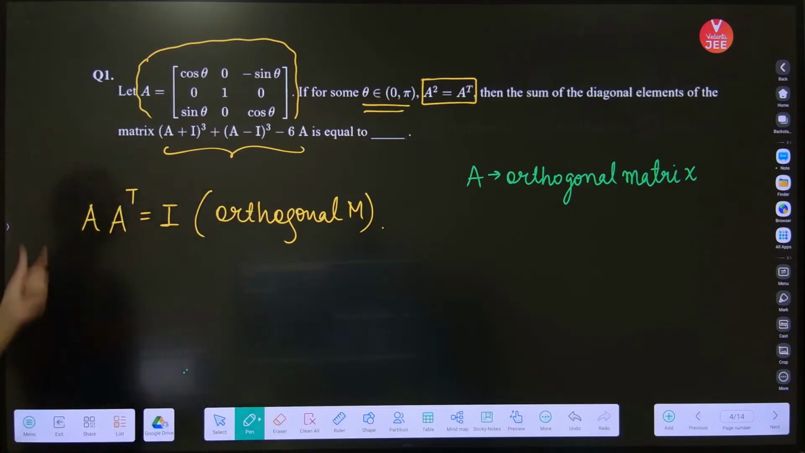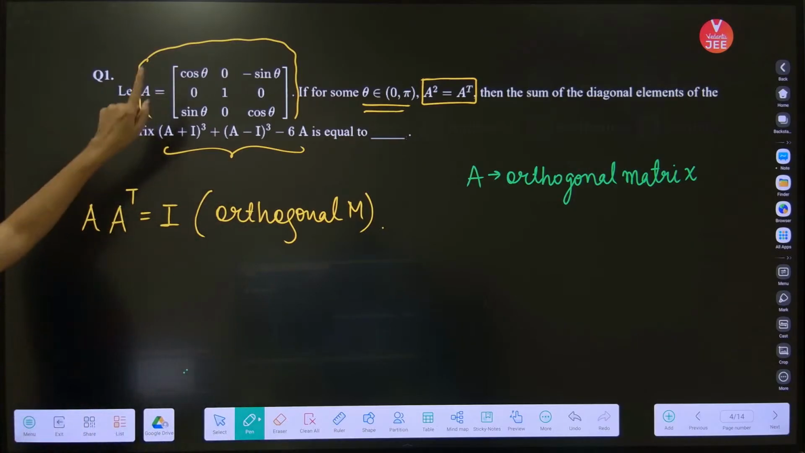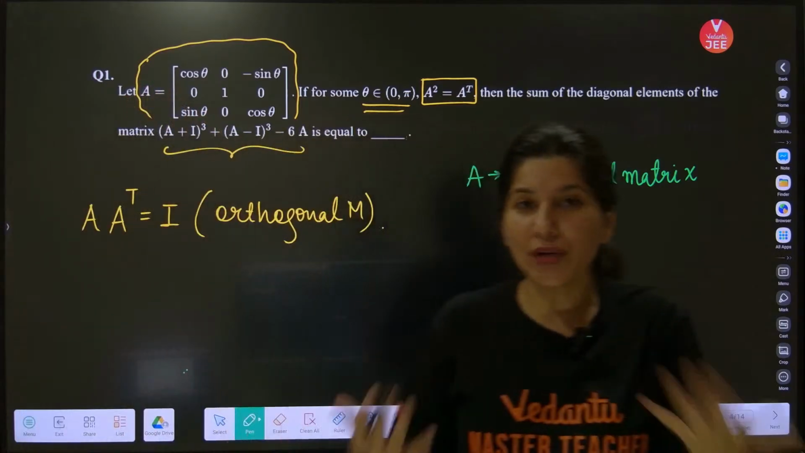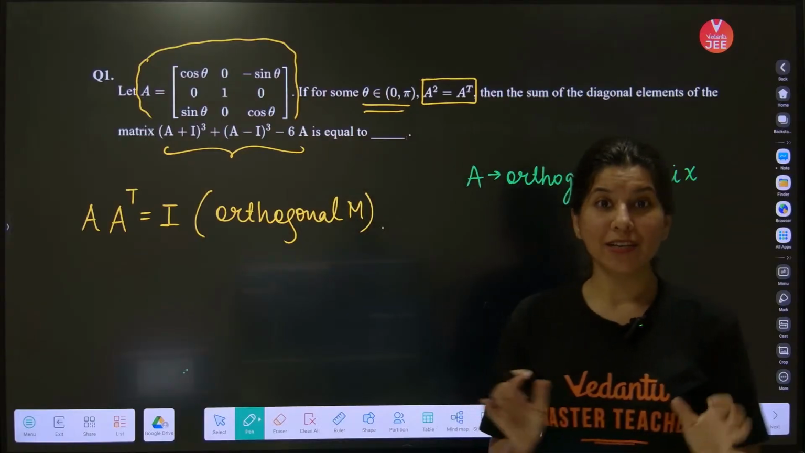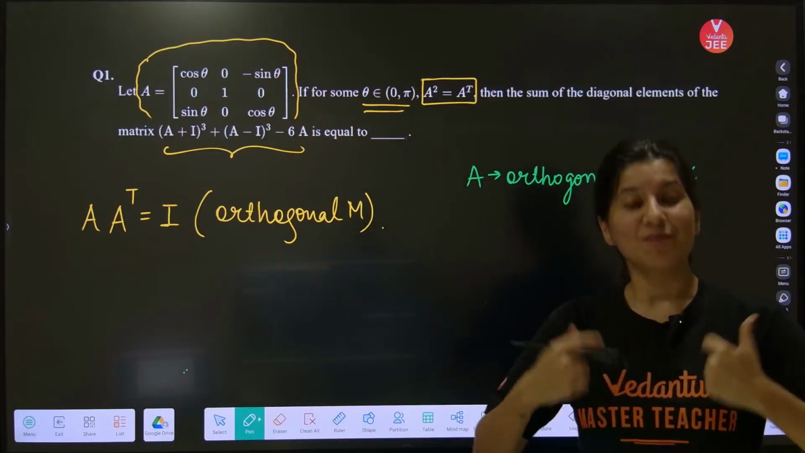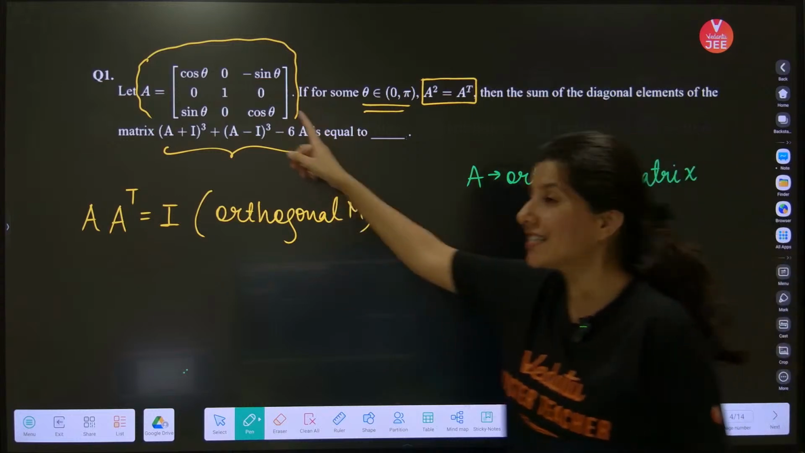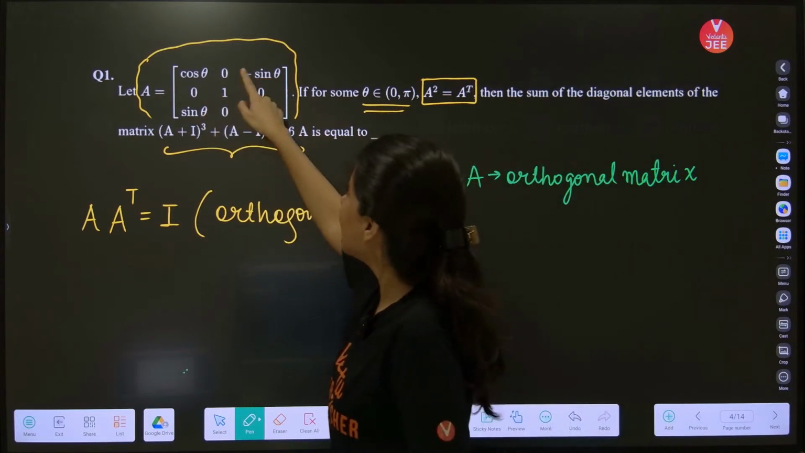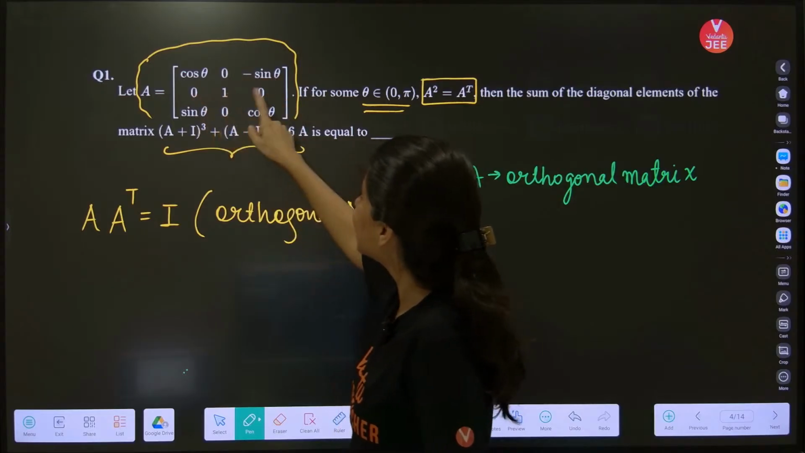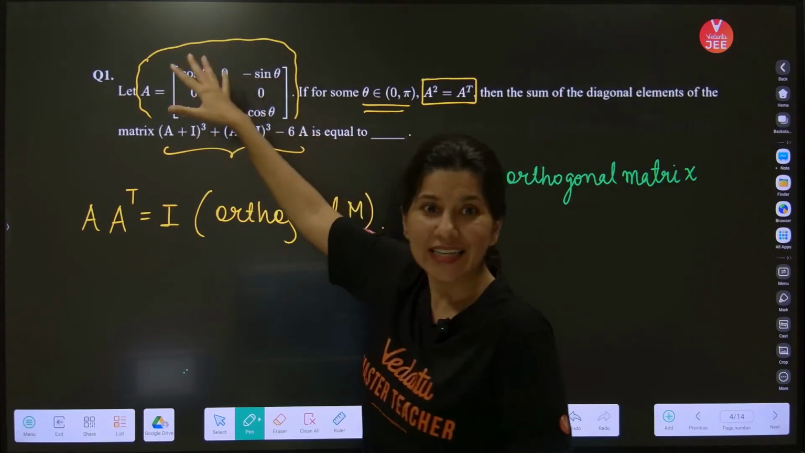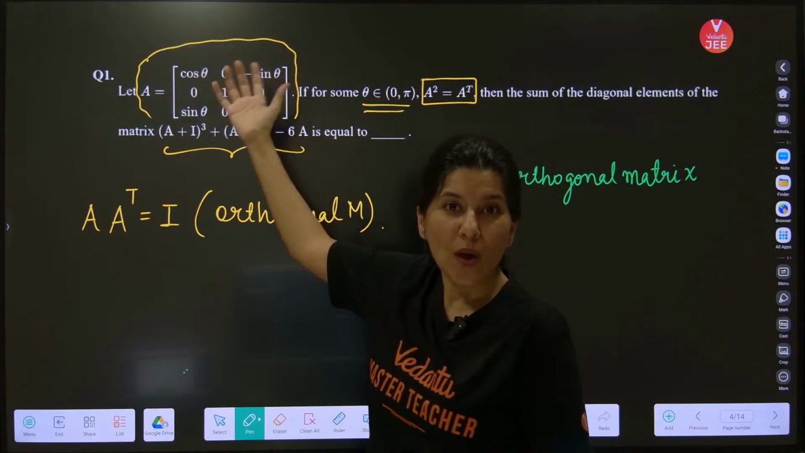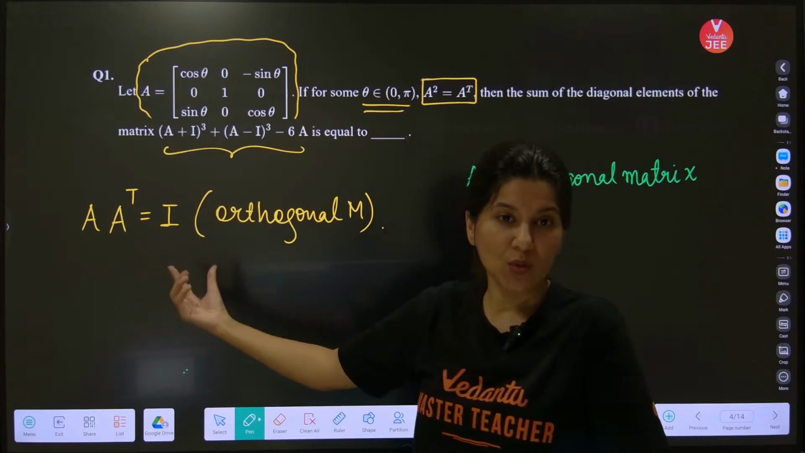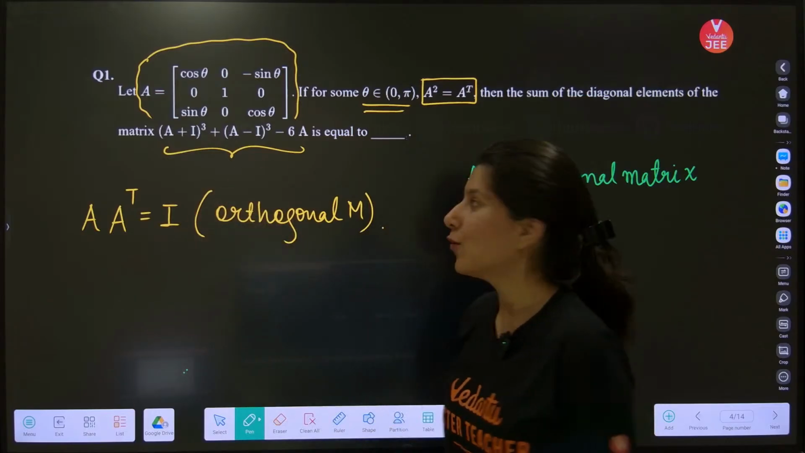A into A transpose, this is that special matrix. If you know it, congratulations. If you do not know it, many more congratulations, because this is important. You should know it. The matrix cos theta 0 minus sin theta, 0 1 0, sin theta 0 cos theta, basically the combination of 0, 1, cos theta, minus sin theta. Just try A into A transpose, you will get the identity matrix. Now you know this.